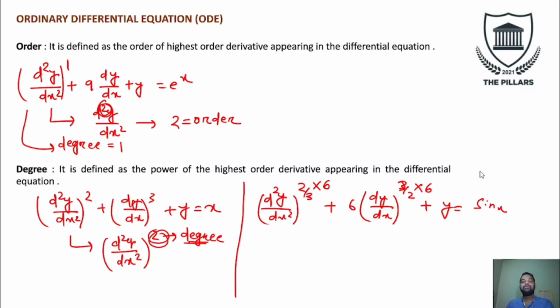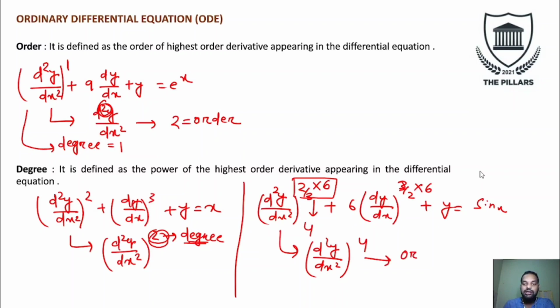No, we have to choose the highest order derivative to find the order, and the power of that highest order derivative gives us the degree. Okay, so here this becomes 4. Okay, so this term becomes d square y by dx square power 4. Here the order is 2 and the degree will be 4.